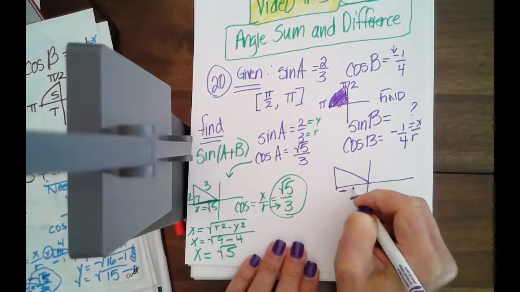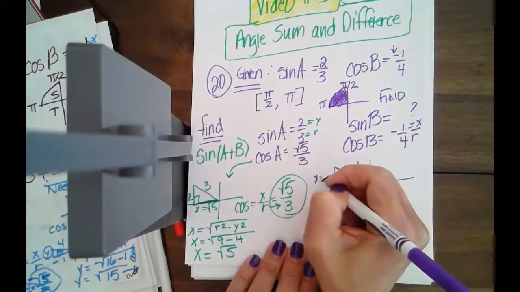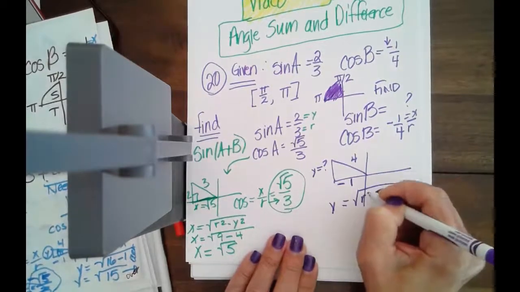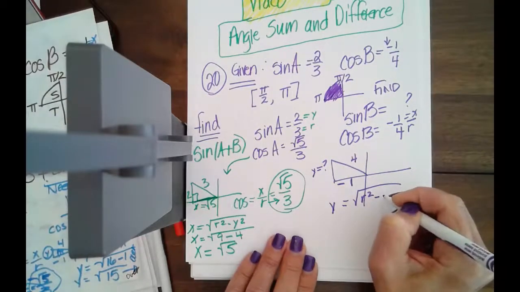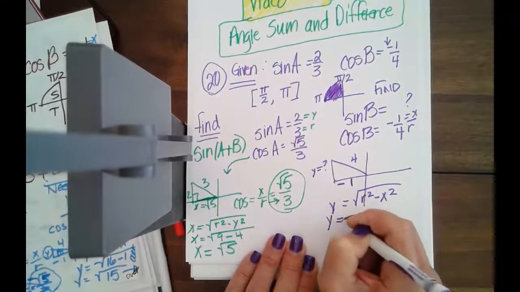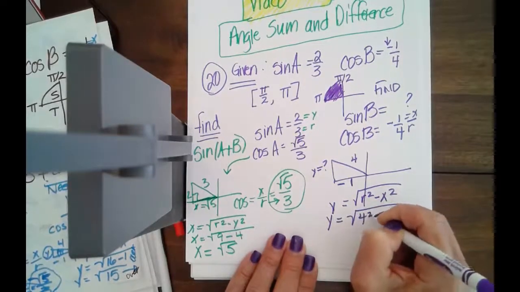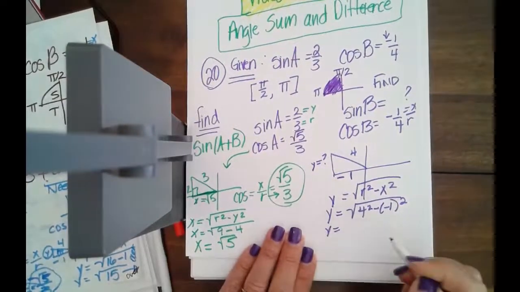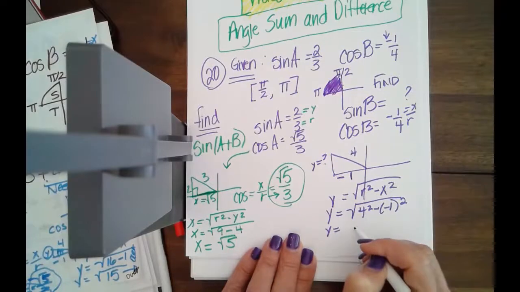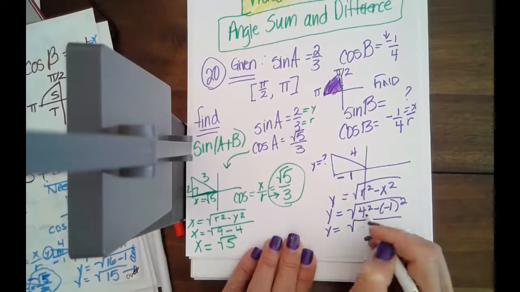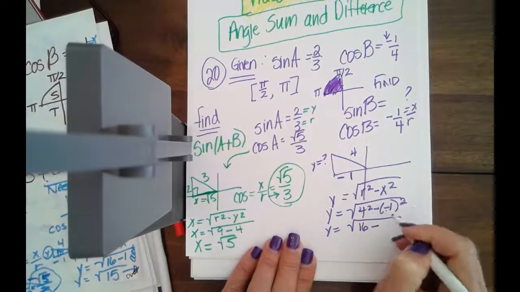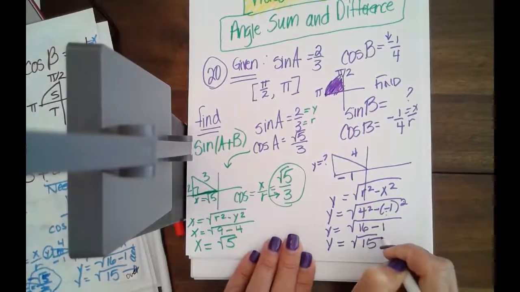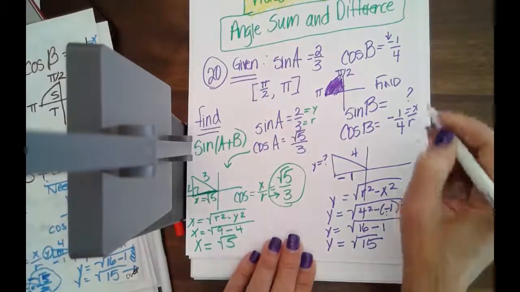So we know that that's going to be -1 and that's going to be 4, and y we don't know. So we can find it by saying y is equal to the square root of r squared minus x squared. Y is equal to the square root of 4 squared minus -1 squared. So y is equal to the square root of 16 minus, well, -1 squared is +1. So y is equal to the square root of 15, and we're going to put it over our r, 4.